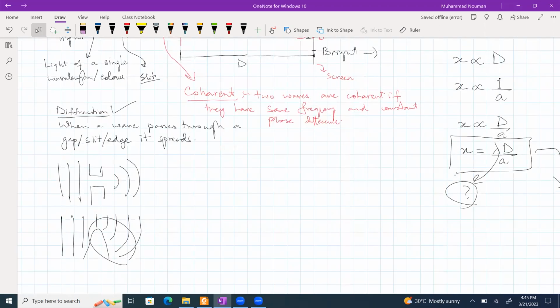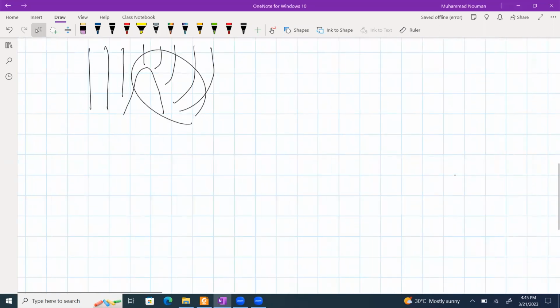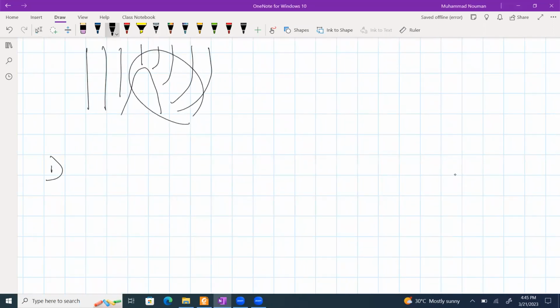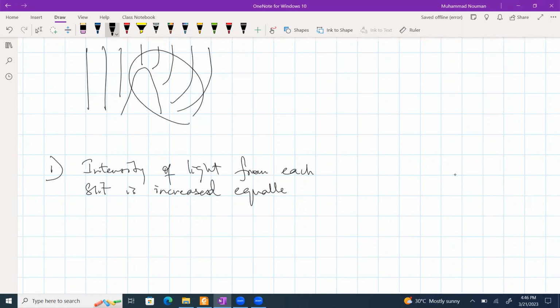They say, first of all, change number one. Suppose intensity of light from each slit is increased equally. Okay, intensity of light coming from each slit is increased equally. And this can happen by many things. For example, they can directly tell you intensity is increased.